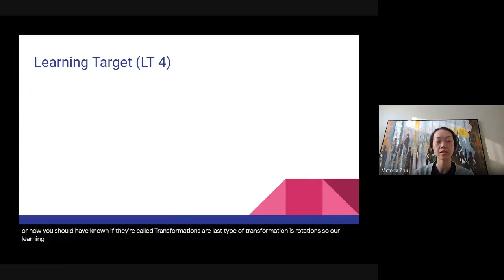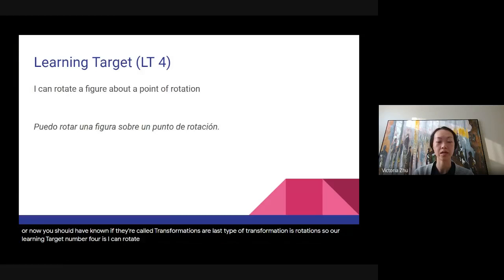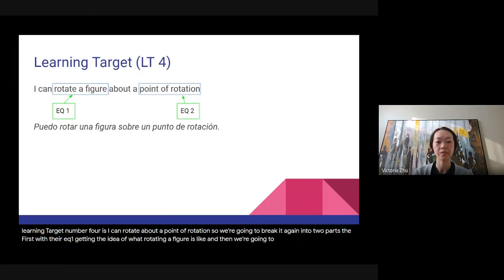So our learning target number 4 is I can rotate about a point of rotation. So we're going to break it again into two parts. The first with the EQ1, getting the idea of what rotating a figure is like. And then we're going to be able to perform actual rotations on the screens and on the paper with our EQ2.